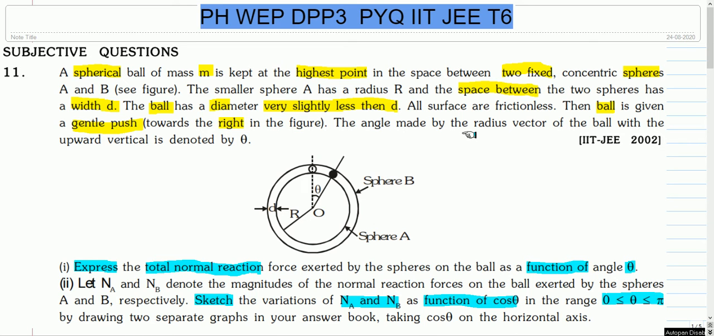The angle made by the radius vector of the ball with the upward vertical is denoted by theta. Express the total normal reaction force exerted by the spheres on the ball as a function of angle theta. Let NA and NB denote the magnitudes of normal reaction forces on the ball exerted by spheres A and B respectively. Sketch the variations of NA and NB as a function of cos theta in the range theta 0 to pi, by drawing two separate graphs in your answer book, taking cos theta on the horizontal axis. You can pause the video and attempt this question.